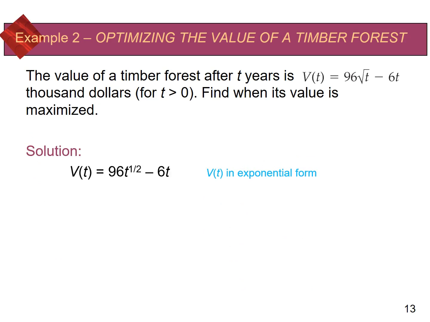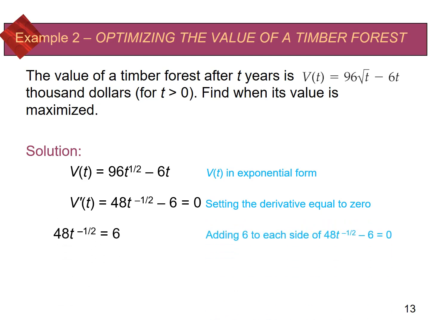So we turn this function into exponential form because we really don't have a clearly defined rule for a square root. So we're just going to treat the square root of t as t to the 1/2. And I'm going to take a derivative of this. When I take the derivative of V of t, I get 48t to the negative 1/2 power minus 6, set equal to 0. I want to set that equal to 0 because I'm looking for a critical point.